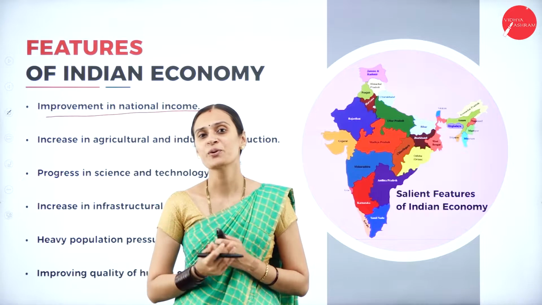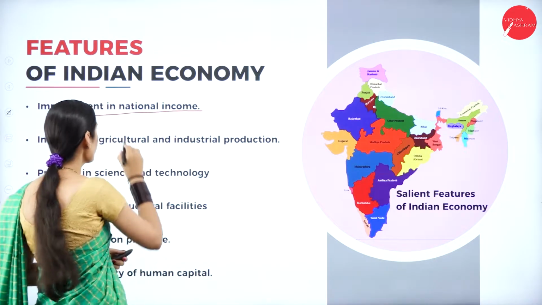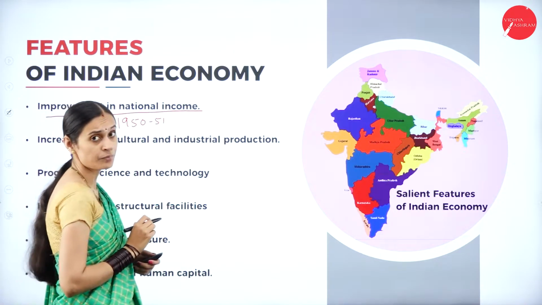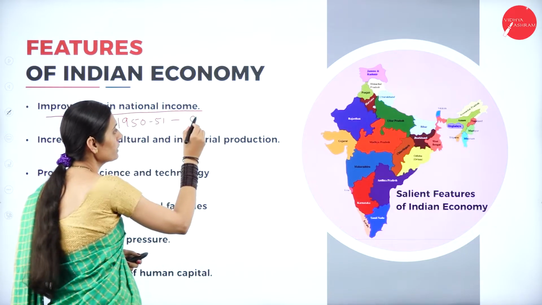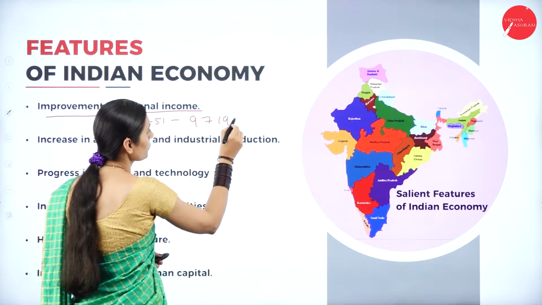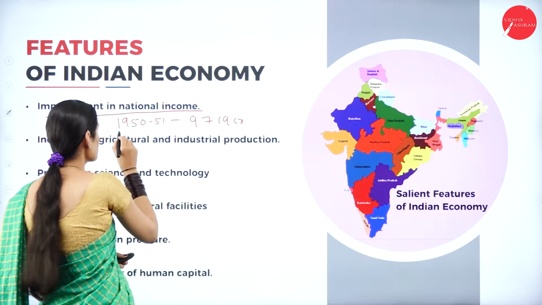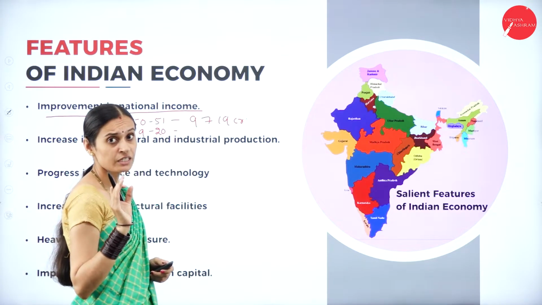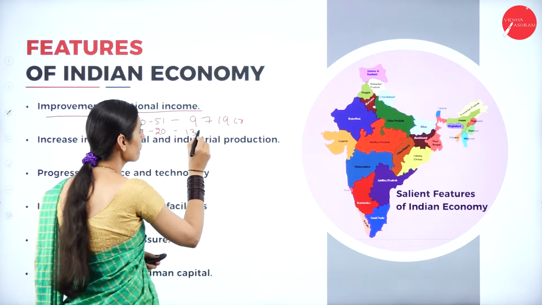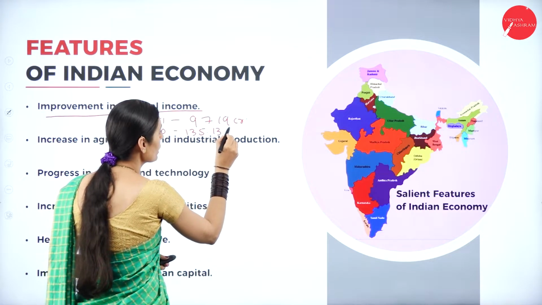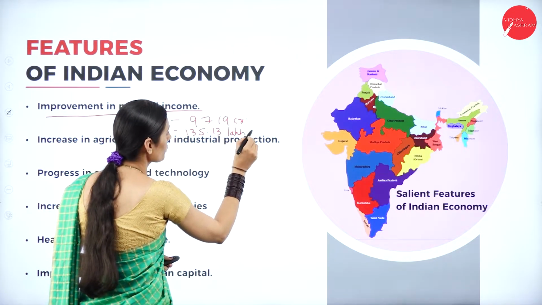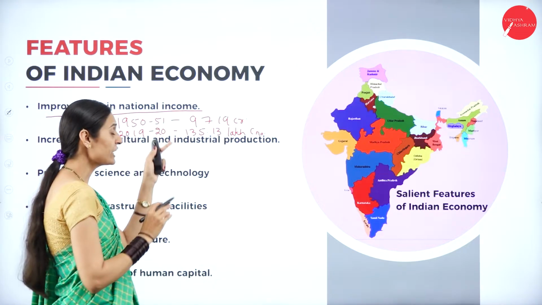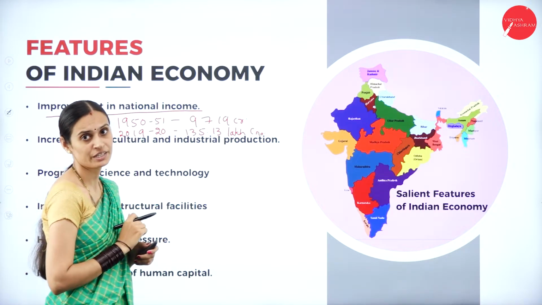What is the evidence for the improvement in national income? If you consider 1950-51, our national income was 9,719 crores. In 2019-20, our national income is 135.13 lakh crores. So there is a very high increase in national income.